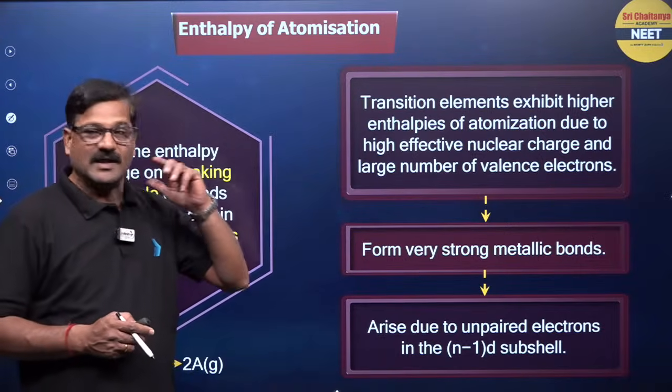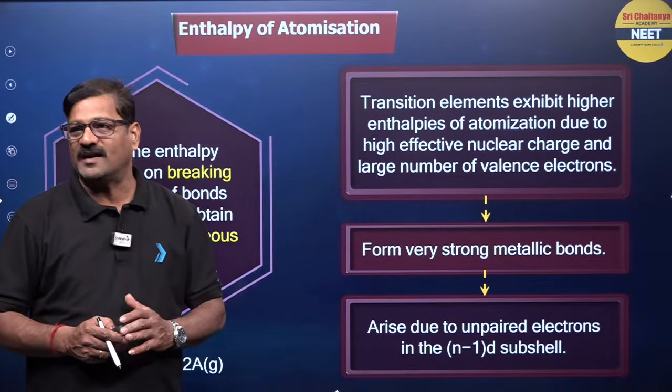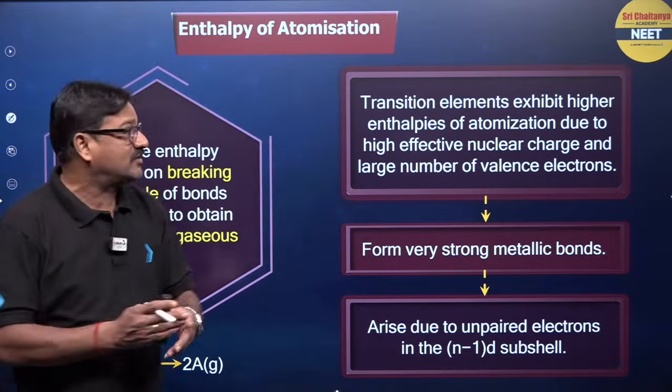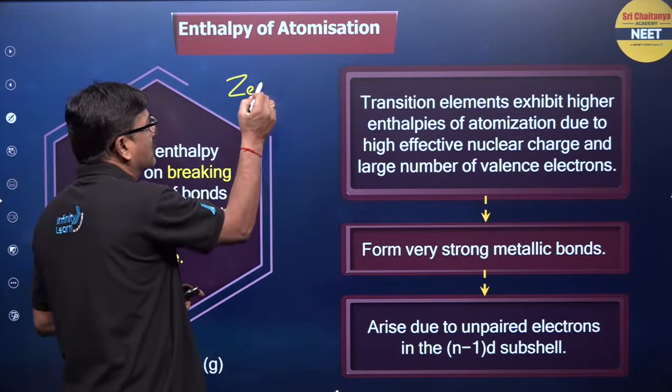Transition metals exhibit higher enthalpies of atomization due to effective nuclear charge.